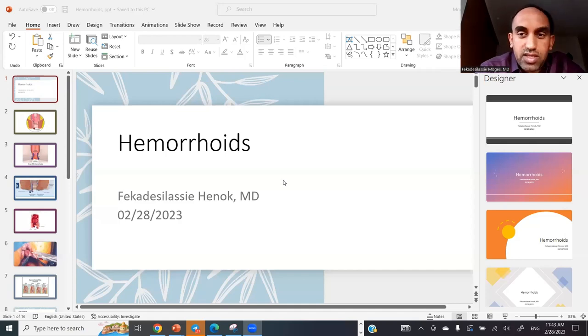We are going to discuss perianal conditions from now on. This includes hemorrhoids, fistula in ano, fissure in ano, and perianal abscesses. These are very common pathologies. We do see them in our day-to-day practice, and most people are affected by them. So understanding these things is very, very crucial.